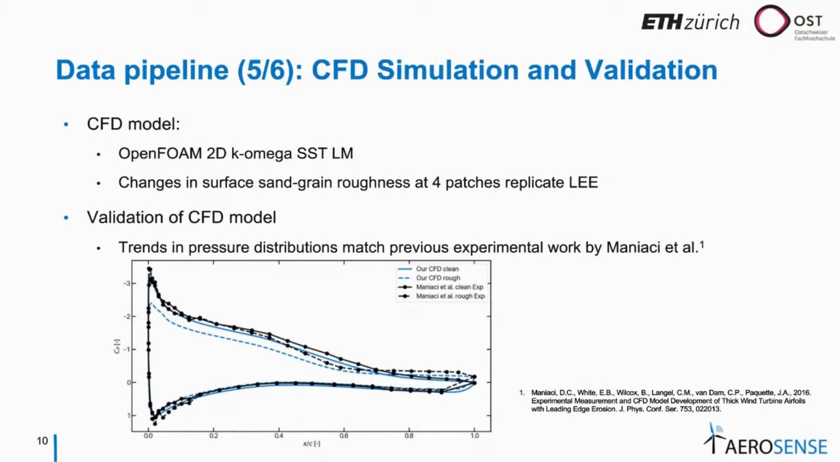Then we can do some validation on our CFD model. So we're using an OpenFOAM 2D K omega SST LM model, and the changes in the surface sand-grain roughness that I've just talked about now should replicate the leading edge erosion. And we do some validation where we show that the trends in the pressure distributions match previous experimental work by this author here.